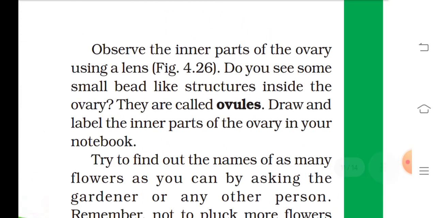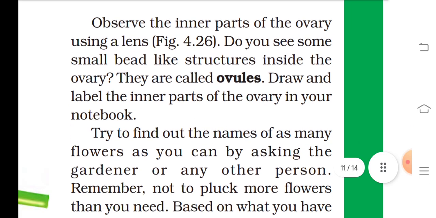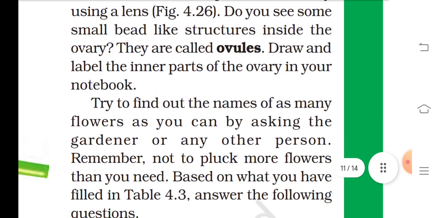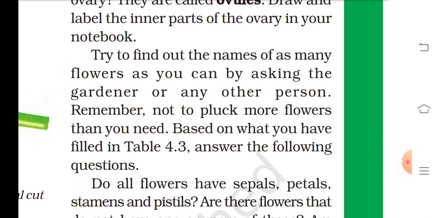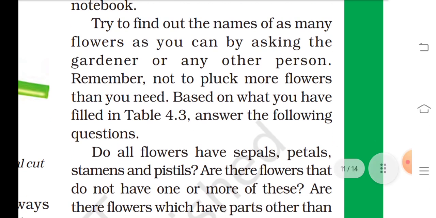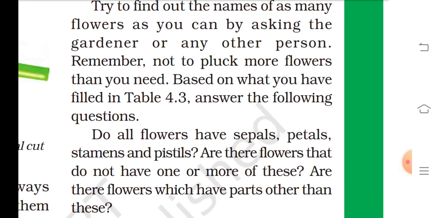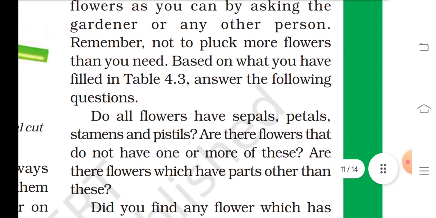Observe the inner part of your ovary. Using a lens, do you see some small bead-like structures inside the ovary? They are called ovules. Draw and label the inner part of the ovary in your notebook. Try to find out the names of as many flowers as you can by asking the gardener or any other person. Remember, do not pluck more flowers than you need.